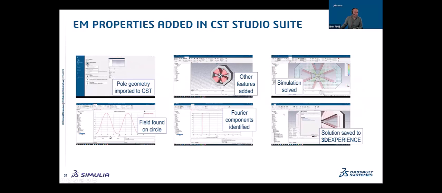Key features, for instance, the Fourier components that I talked about earlier. So this is just the radial component of the B field around a circle in the middle of that quadrupole magnet, and we can take a Fourier analysis of that. So you can see the main quadrupole field that we're trying to excite, and then these higher order terms, some of which you can just about see are not zero. So that's what we're looking to improve. And then this whole simulation can be saved back to the 3D experience platform.